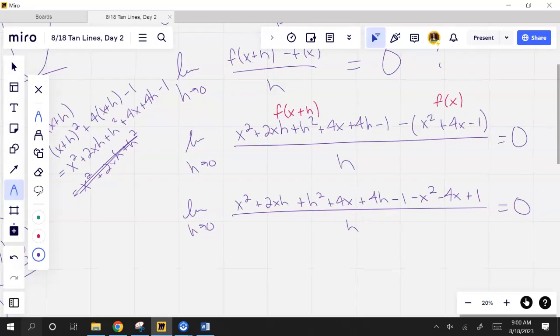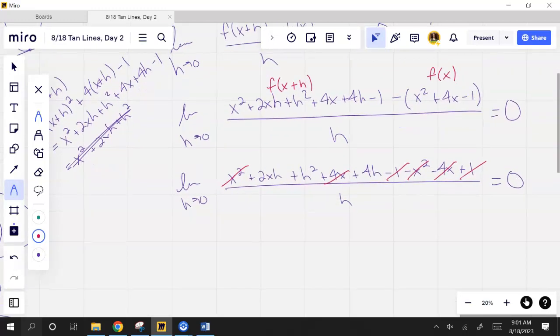Okay, so some things start canceling out. We must be doing something right, Stella says. The x squareds are gone. The 4x's are gone. The 1's are gone. Ooh, this might be nice. The limit as h goes to 0 of 2xh plus h squared plus 4h over h. Oh, they all have an h in them.